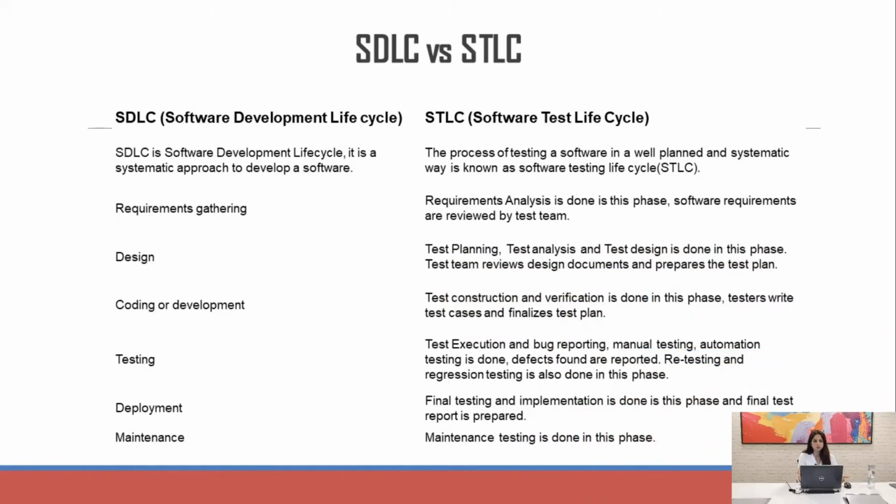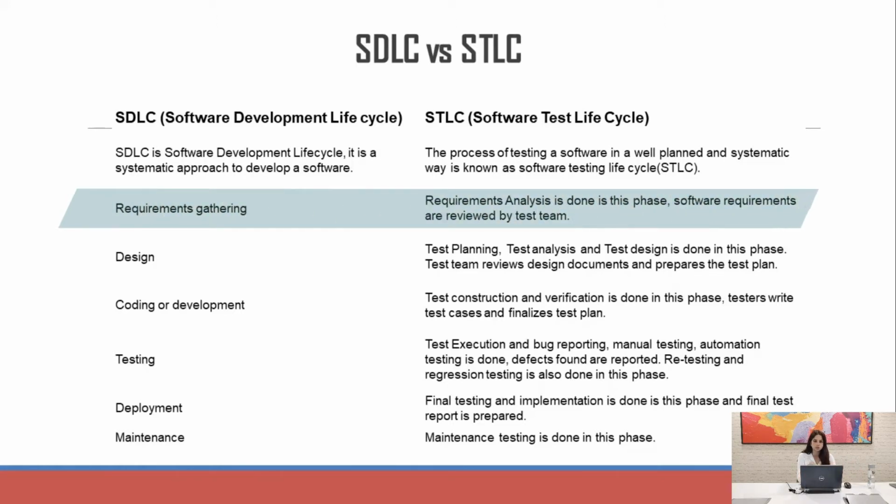So we start with SDLC. The first phase of SDLC, software development life cycle, is requirement gathering. Here in STLC, we analyze those requirements. The requirements are gathered and the vision is understood so that the software can be created. And in STLC, we majorly review the requirements. We understand how much we can test.